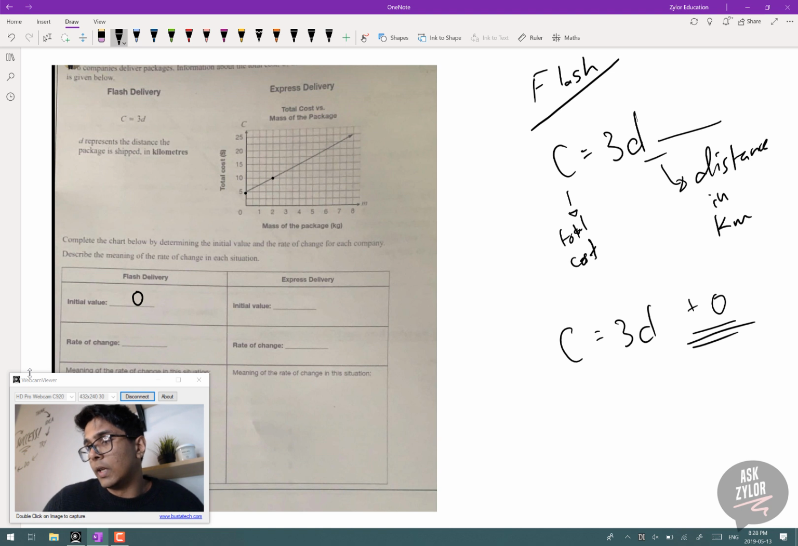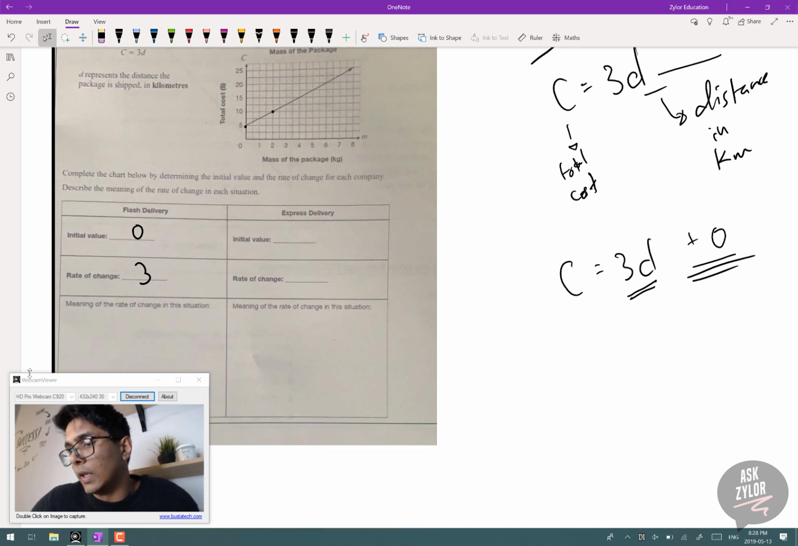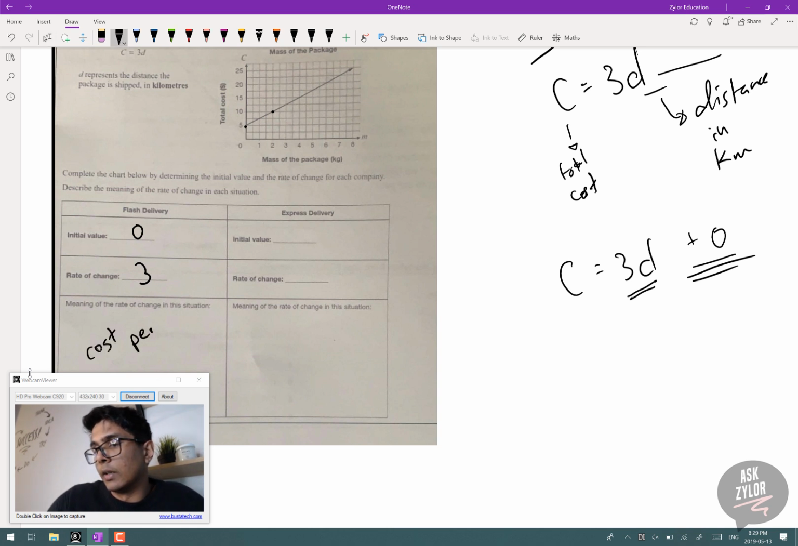Right? My rate of change, on the other hand, depends on what number is being multiplied by D. So in this situation, it's going to be 3. So I'm going to put 3 there. Right? So what's the meaning of the rate of change in this situation? It's basically telling me what is the cost per kilometer.